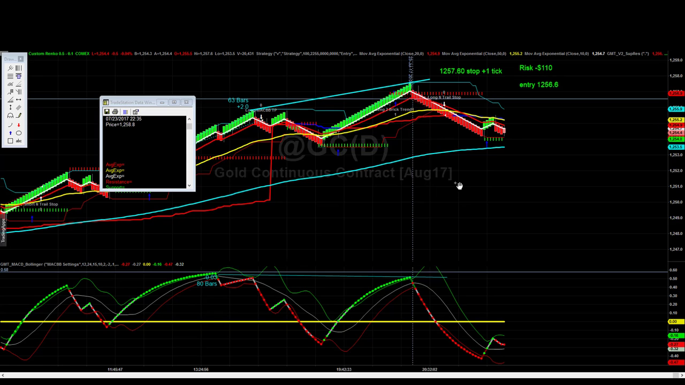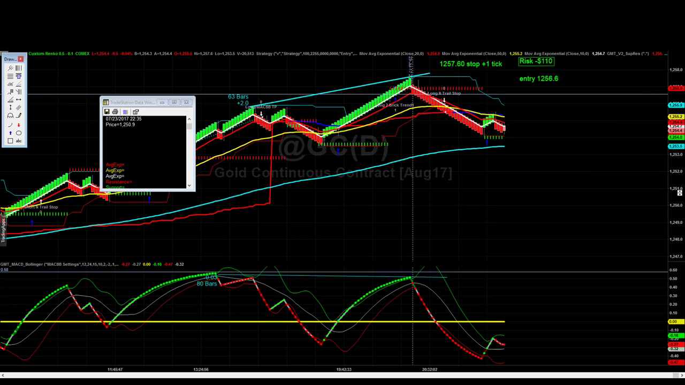So our stop would be 1257.60, which is one tick higher than the high of that turn bar, and our entry is 1256.60. So we're getting in on the close of that brick. That gives us a risk of $110. What we're looking for here is at least a 2-to-1 or better for the reversals, because there's opportunity for us to re-enter a trade when we get into a reversal.